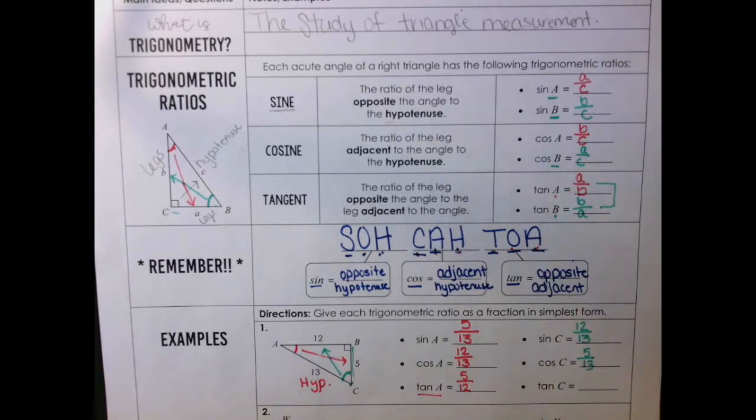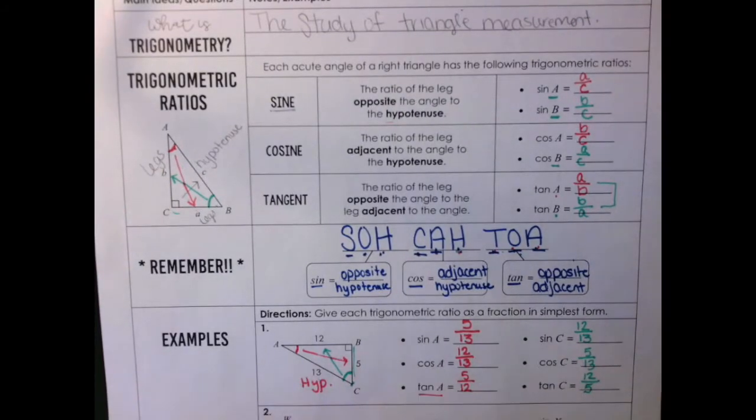And then lastly, I want to find the tangent of angle C. So tangent, opposite over adjacent. So looking at angle C, my opposite across from it is 12 over my adjacent side, which is going to be the leg touching it, which will be 5. 12 over 5. And again, cannot simplify that. That is already in its simplest form.